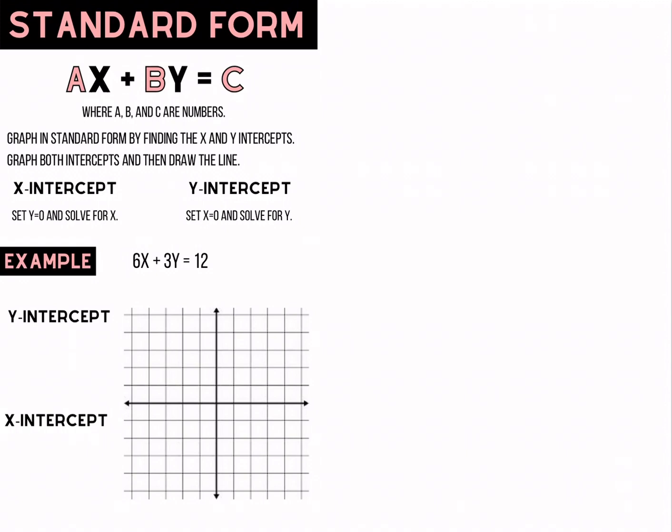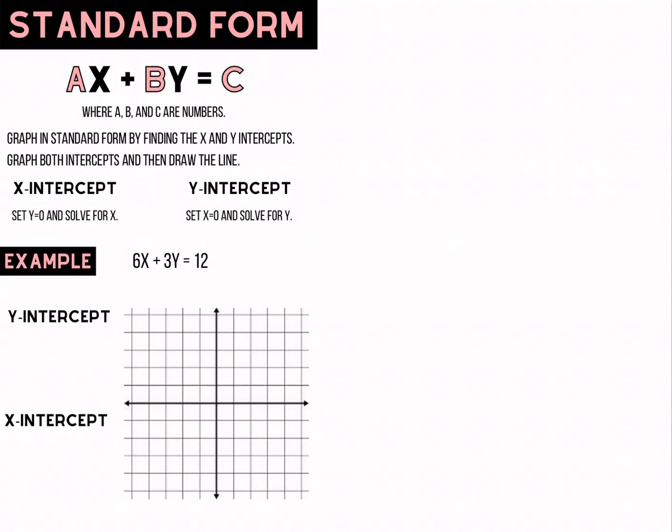When we have standard form, what we do is find the x and y intercepts. If you find the x-intercept, you graph on the x-axis, and once you find the y-intercept, you graph it on the y-axis, and then you just draw the line. To find the x-intercept, you set y equal to 0 and solve for x. For the y-intercept, you set x equal to 0 and solve for y.